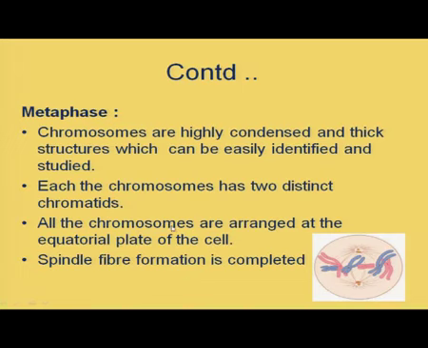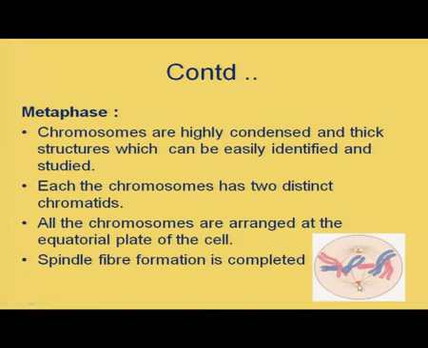All the chromosomes, see what happens to their arrangement: you can see them exactly at the center of the cell, which is called the equatorial plate of the cell. So, this is the typical character of a metaphase stage: highly condensed, thick chromosomes with distinct chromatids arranged at the equatorial plate of the cell. So, this shows the typical character of a metaphase cell.